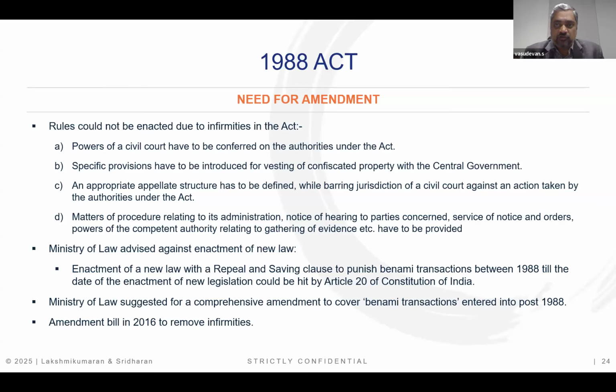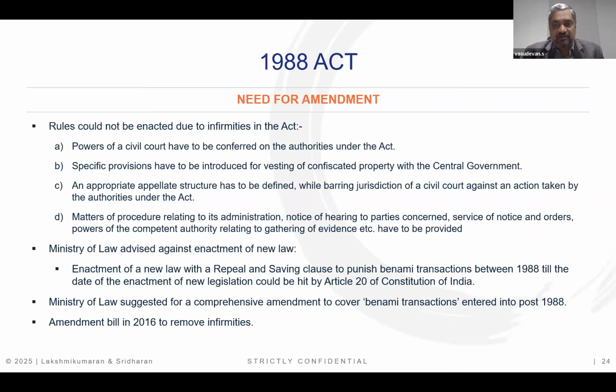So the Ministry of Law was of the opinion that if they end up repealing the 88 Act and enacting a new Act, then there will be a problem in enforcing the law against earlier transactions. So any transaction happened, say, between 88 and 2016 could not be proceeded against under the new law, because it will be a new law, and Article 20 of the Constitution will bar any action being taken against a past transaction, because if the law has come into force now, it can't be retrospectively applied, especially in a situation like this where it is a criminal offense.